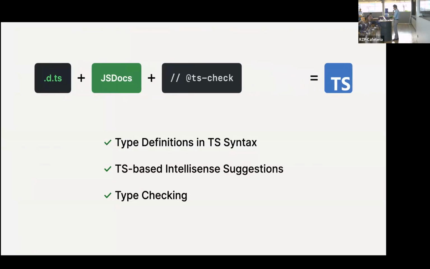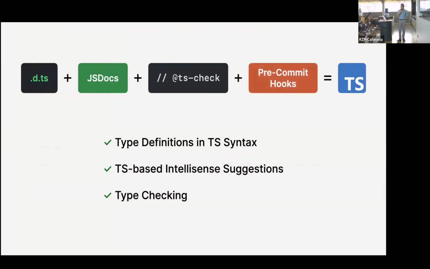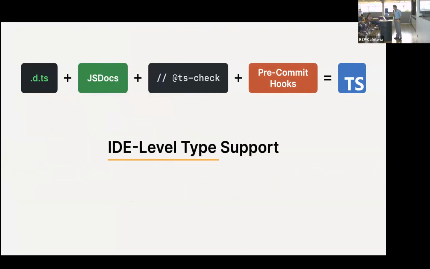So maybe throw in some pre-commit hooks that do the validation beforehand, and you will not even be able to commit your files if there are type errors. You basically have all of the type checking at the IDE level. Now, here's the thing. We thought about this for a moment and realized that the IDE level type support that we achieved here was actually better than moving to TypeScript for us.